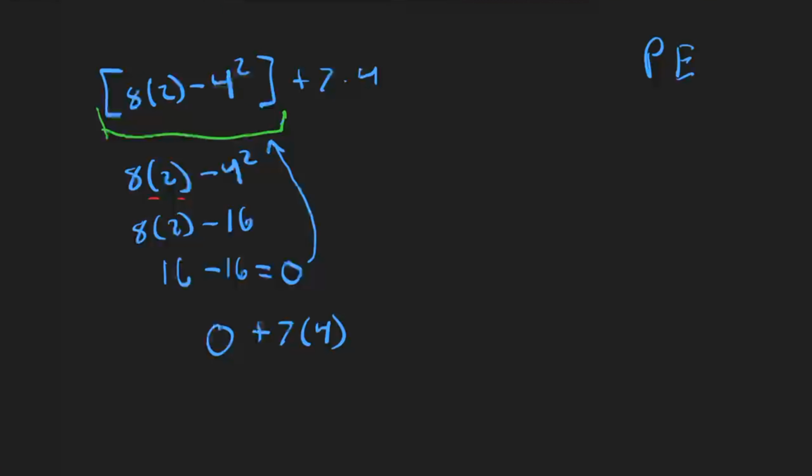Parentheses, exponents, multiplication, division, addition, subtraction. We'll go back to the top. Check for parentheses. There's none. We're good. Exponents. There's none. We're good. Next step, multiplication, division. Finish this out. We get 28.